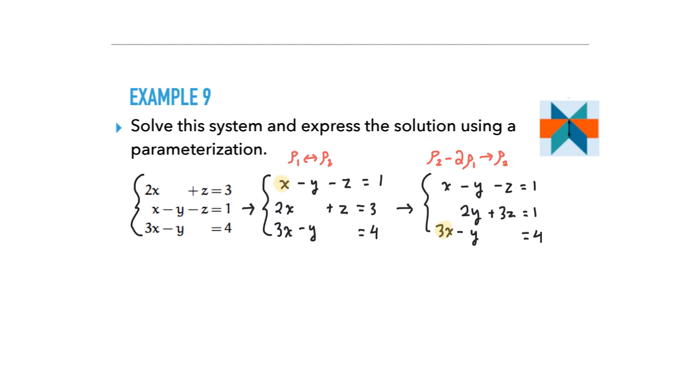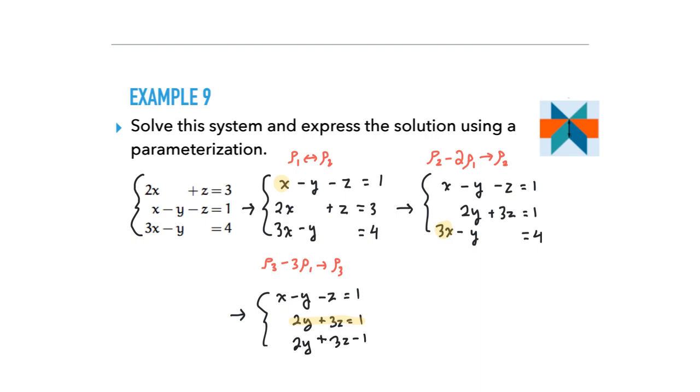Notice that when I do that, something interesting happens. When I do row 3 minus 3 row 1s, I end up getting 3x minus 3x, which is 0, negative y minus 3 negative y's, which is 2y, 0z minus 3 negative z's, which is 3z, and 4 minus 3 1's, which is 1. That is to say, I get an exact replica of what I already have in row 2, but now it's listed in row 3. 2y plus 3z equals 1.